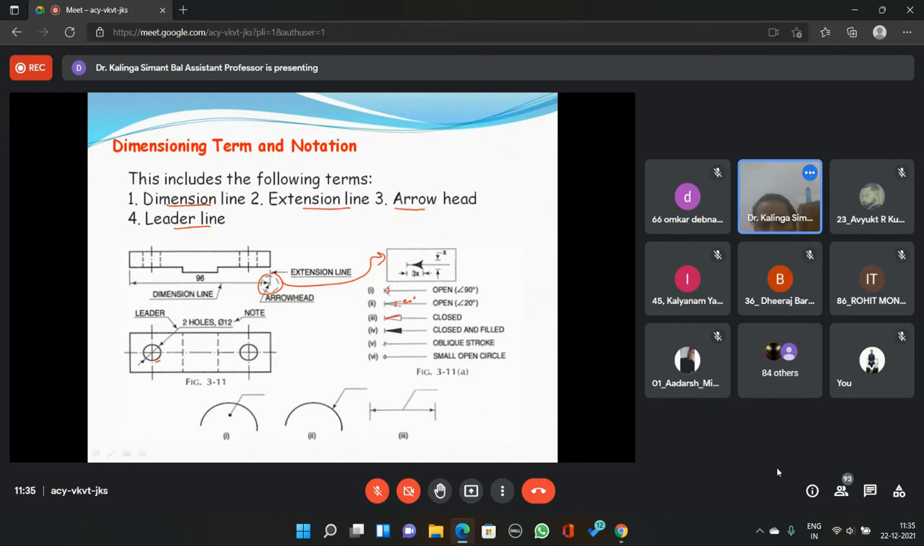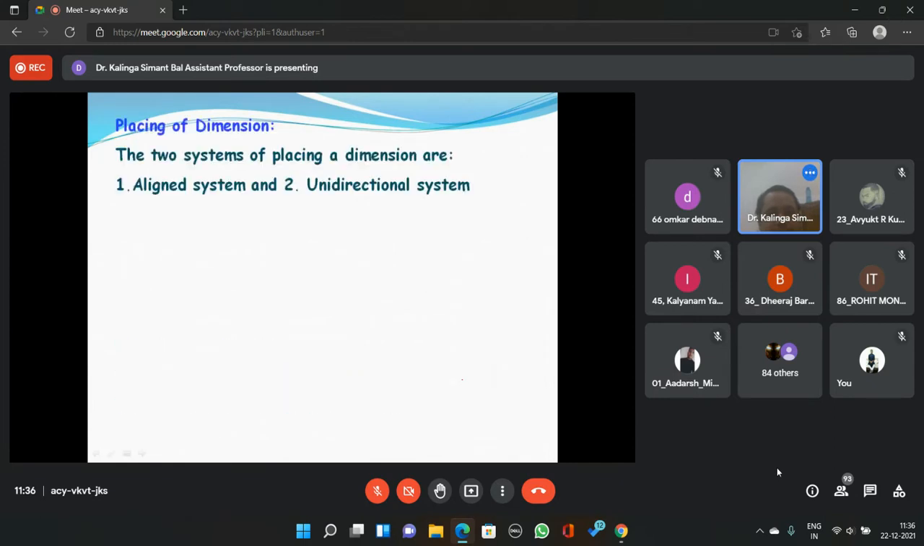This is the closed one. This is closed and filled. This is the oblique. This is the small open circle. So various ways are there to represent different types of dimension. For example, if I want to represent this one, I can also indicate this by a circle which is present outside. Also, I can represent this dimension. If I have no position to write here and there, I can represent in this way. So there are various ways to represent the dimensioning and the notations.